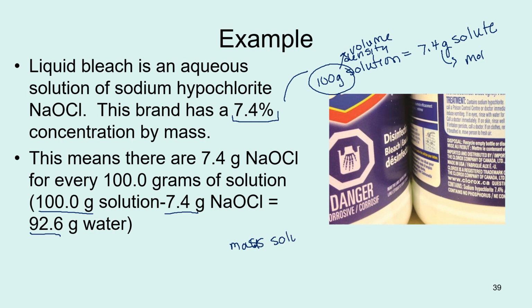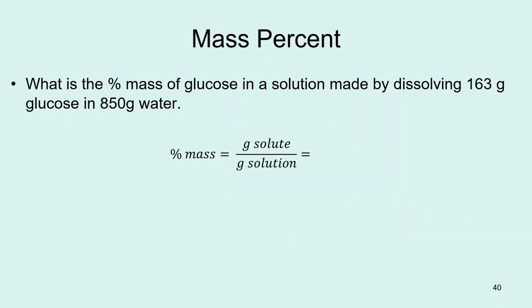Mass percent is the mass of solute divided by the mass of the solution, which, remember, is the total mass. So if you're given a percent, you could just say out of every 100 grams of solution, 7.4 is solute, if it's a mass percent. So here again, mass percent is grams of solute divided by grams of solution. Let's just do another example.